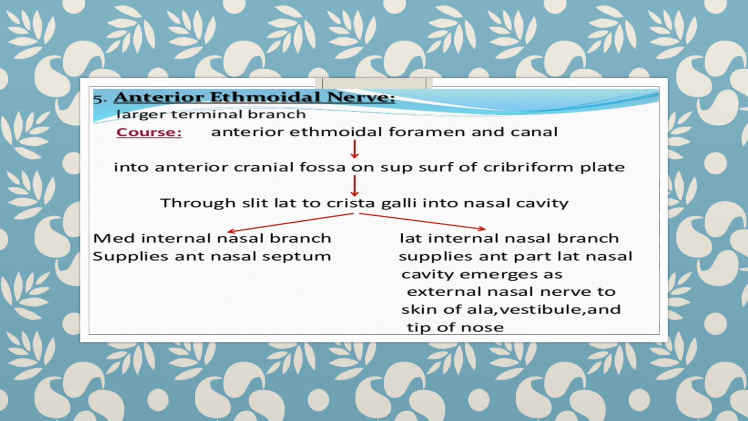Within the nasal cavity, it divides into two branches: medial or internal nasal branch that supplies the anterior part of the nasal septum, and lateral nasal branch that supplies the anterior and lateral part of the nasal cavity, and emerges as external nasal nerve to the skin of ala, vestibule, and tip of the nose.